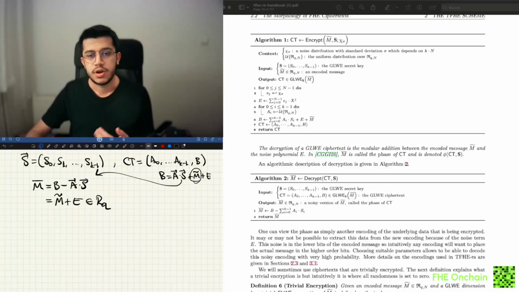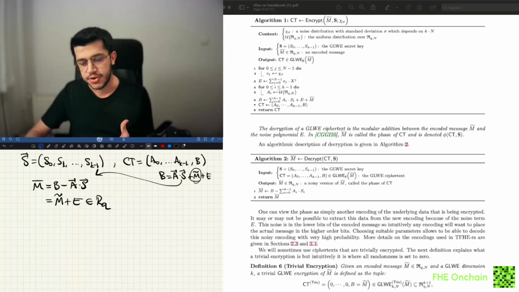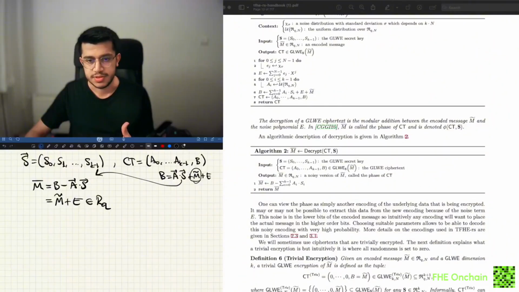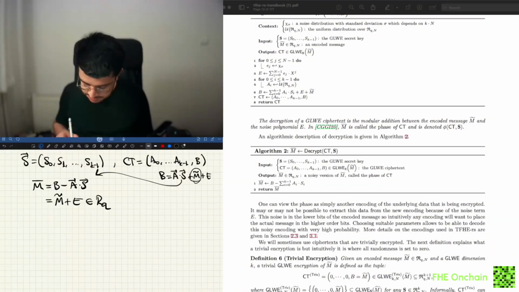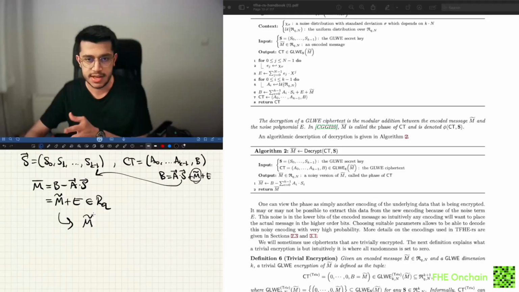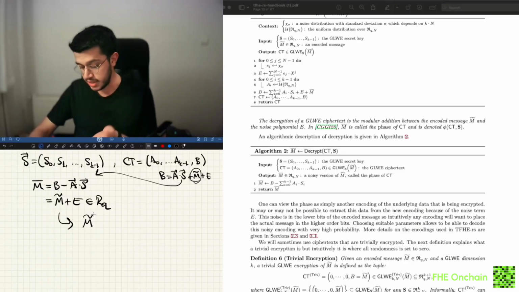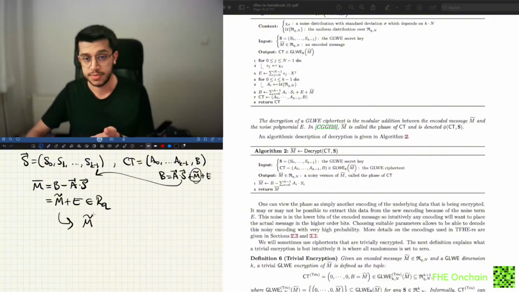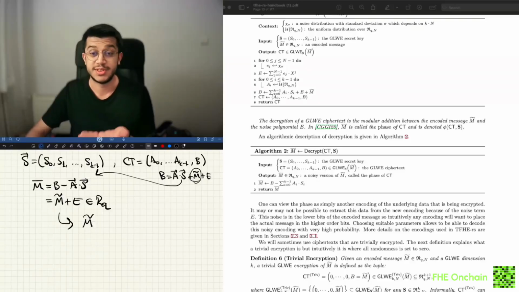And at the end, we're applying a sort of rounding algorithm. We will see it in more detail later. After the rounding algorithm, we have this M tilde. That's why noise shouldn't exceed a certain threshold, because if it does, then the rounding algorithm will end up in a different ring element than the actual encoded message. That's why we need to control the noise, and that's why bootstrapping is really important in FHE.